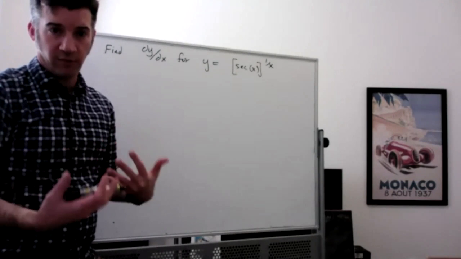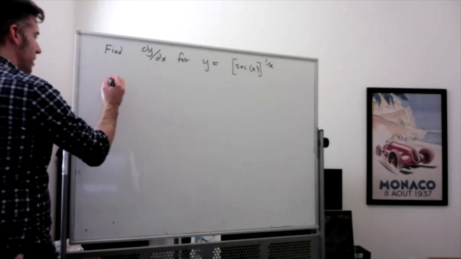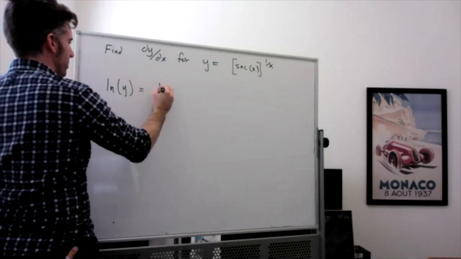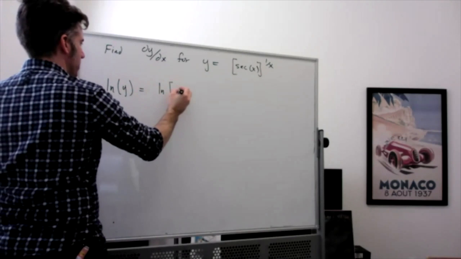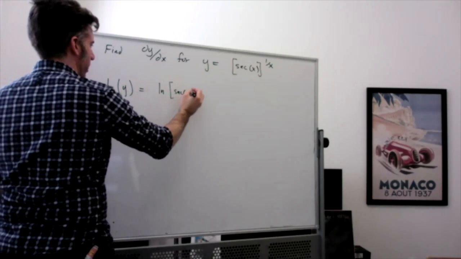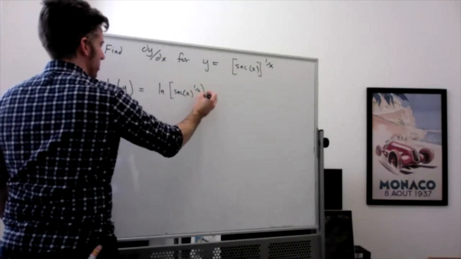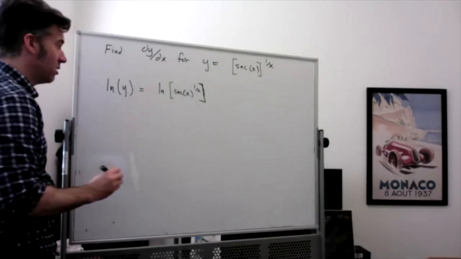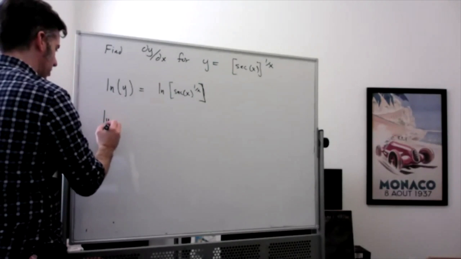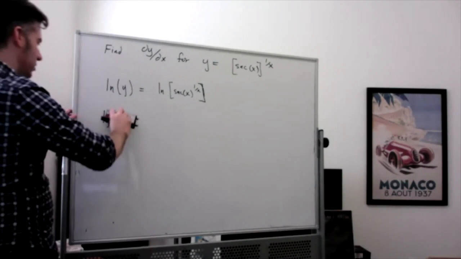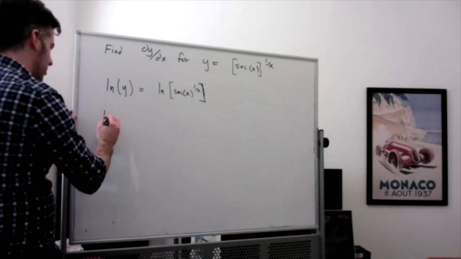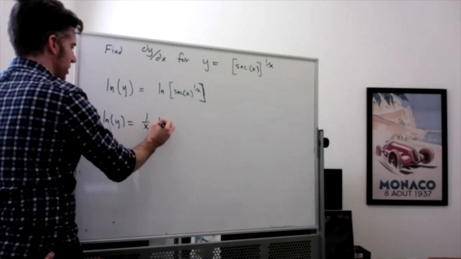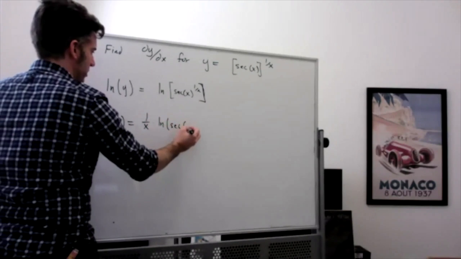Same first step. Take the natural log of both sides. So natural log of y equals the natural log of secant of x to the 1 over x. And then we're going to bring down that power of 1 over x. So I'm going to rewrite this as the natural log of y equal to 1 over x times the natural log of secant of x.